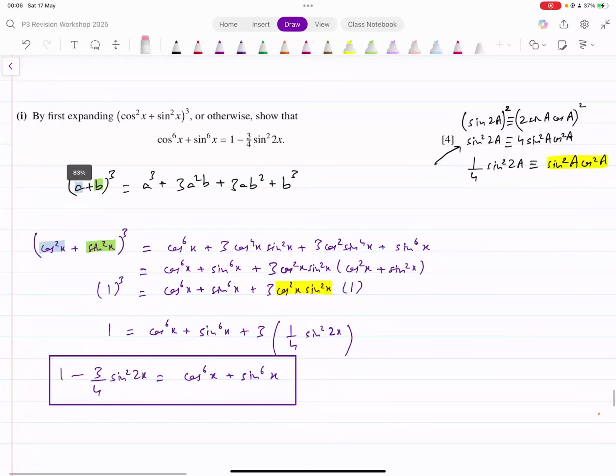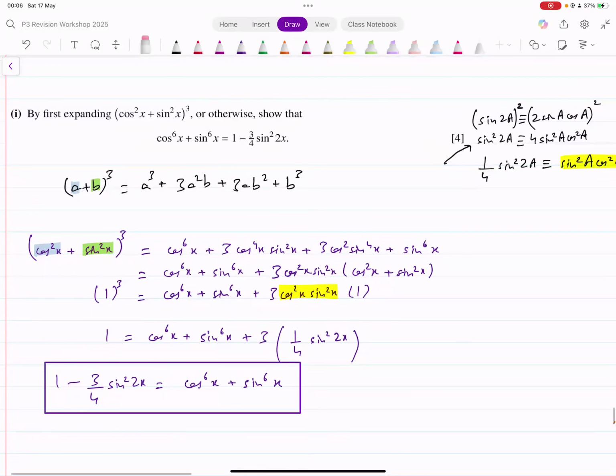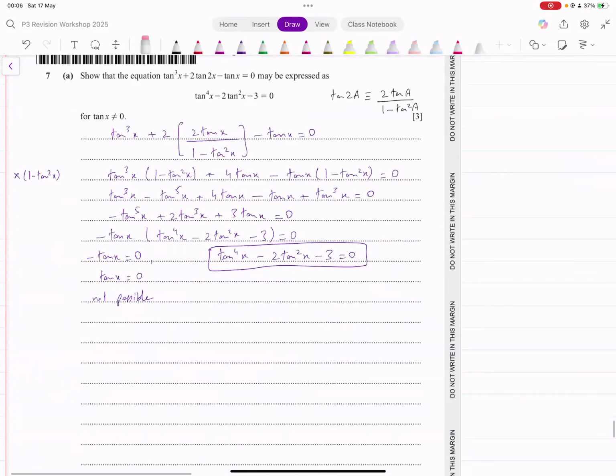A lot of thinking for 4 marks. Sometimes it can get as complicated as this. Again, I'm leaving this here. You can have a look at this a bit slowly later on as well.